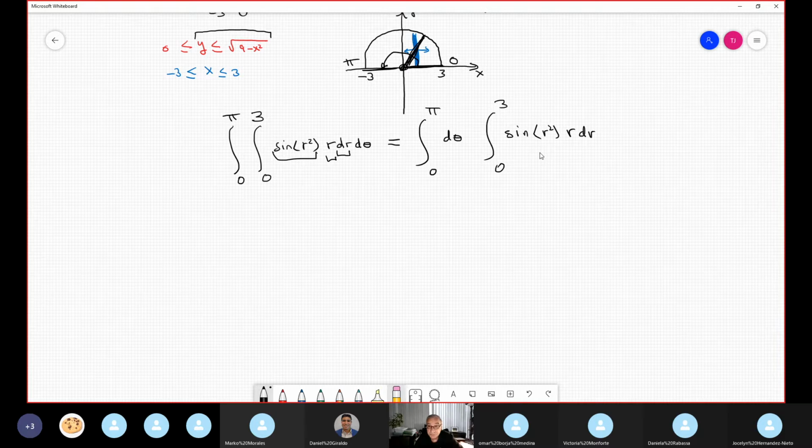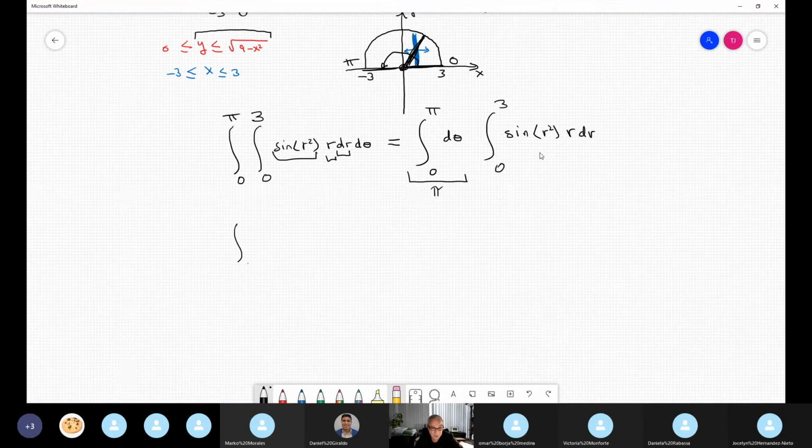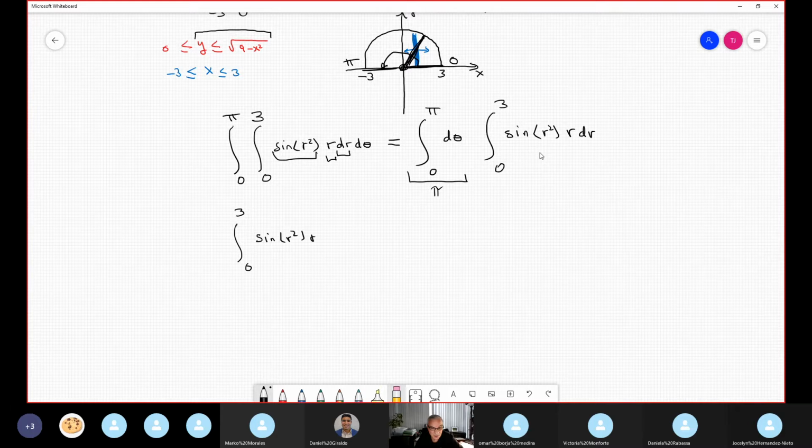Very well. Separate into integrals. This is a piece of cake. The integral of d theta from 0 to pi is pi. This one is a little bit more complicated: the integral from 0 to 3 of sine r squared r dr. I take care of only r. I apply substitution. What kind of substitution?